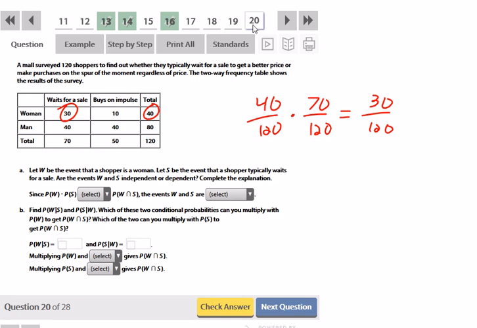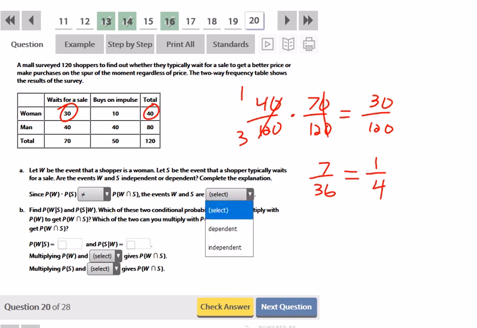So this reduces to 1 over 3. Here the zeros cancel, which stays at 7 over 12. So I get here 7 over 36. On the other side, I get 1 over 4. Those are not equal, 7 over 36 and 1 over 4. So since when you multiply them, you do not get the intersection, these are dependent.